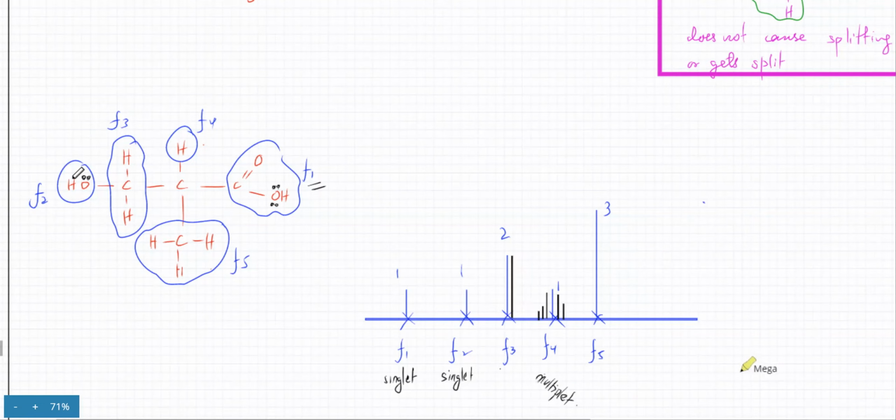And then your F5. How many hydrogens are in its neighborhood? These are not its neighborhood, only those immediately next to it. The immediate next carbon atom has one H. So this would be a doublet peak as well. So F5 is going to be a doublet as well. I'll write it on top of this. This one is going to be a multiplet.